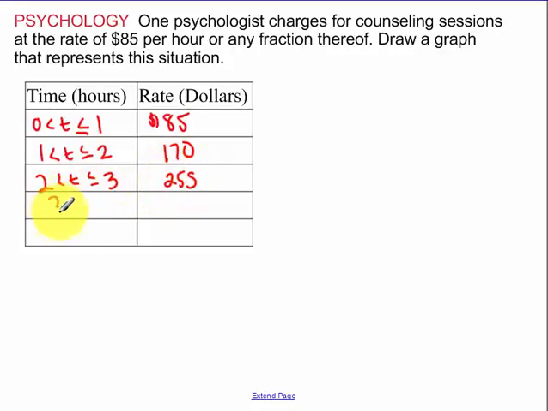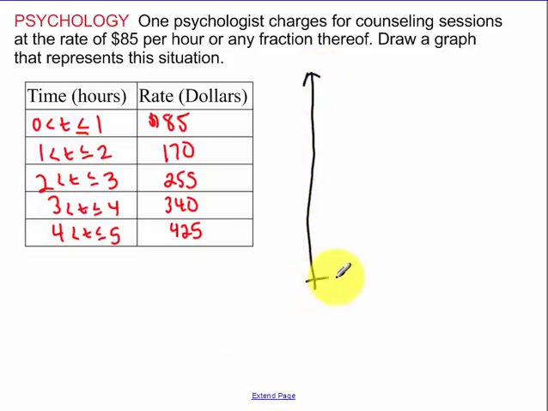Anywhere from 3 to 4, I'm going to be charged for 4 hours. And then anywhere from 4 to 5, we're going to be charged for 5 hours. So what does that graph look like? And let's be good graphing. Whoa, that's a straight line, I promise.